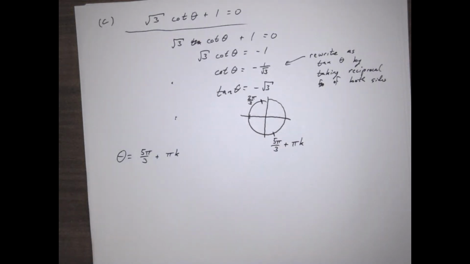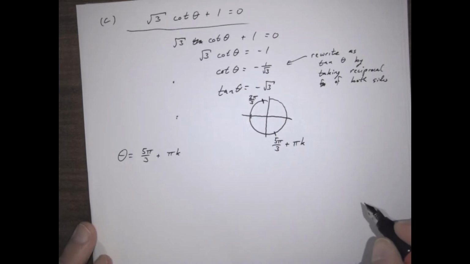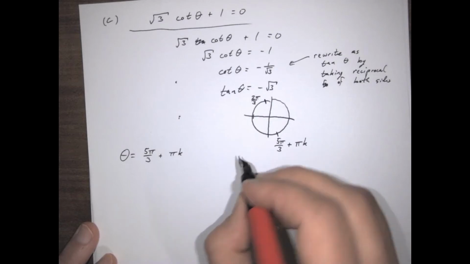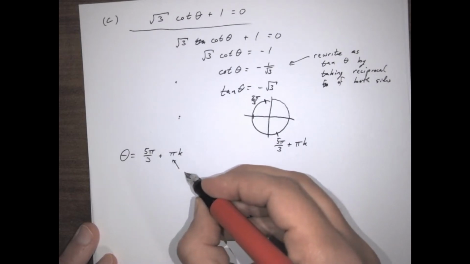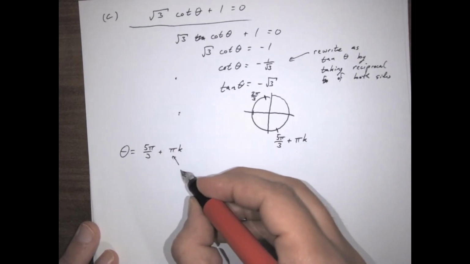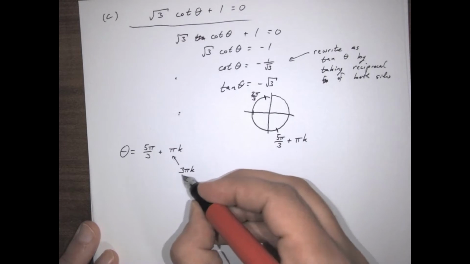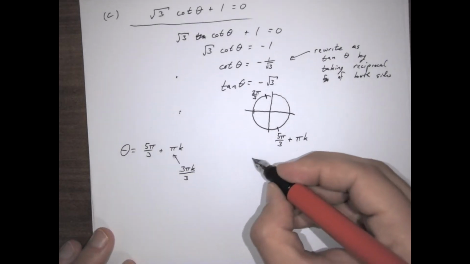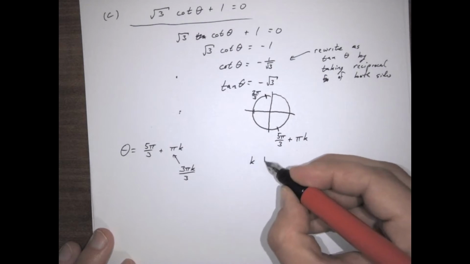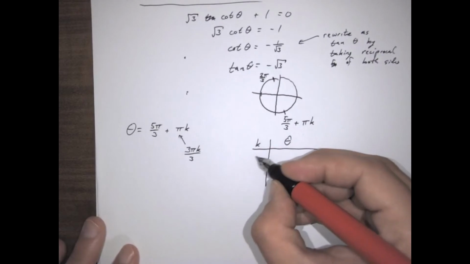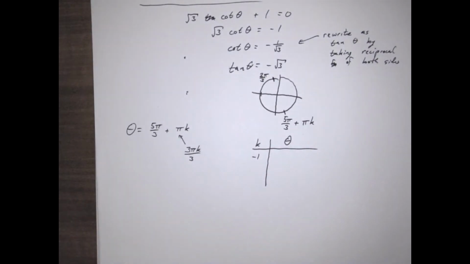Now, if that is what we've got here, then what we can do is try the different values of k and see where that takes us. Now, if we want to sum this up in a way that has a common denominator with that, which is usually a good idea, it's going to be 3 pi k over 3. So you just multiply the top and bottom by 3 to get a common denominator, and that will then give us something we can more easily use. So k here and theta here, and we can just always start with a negative 1 and see what happens.